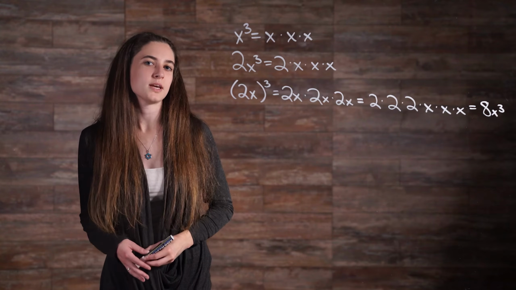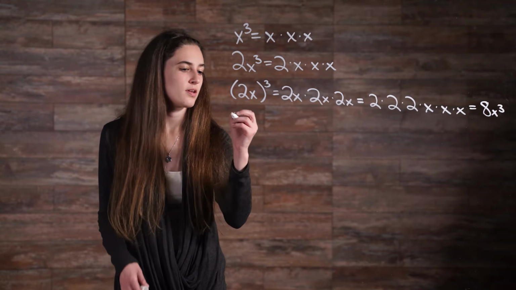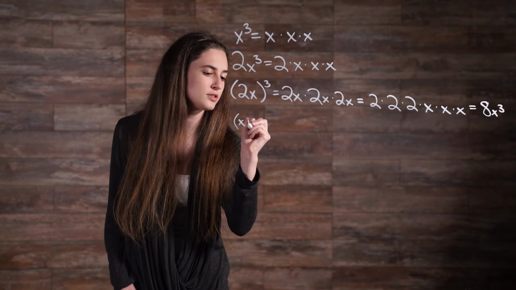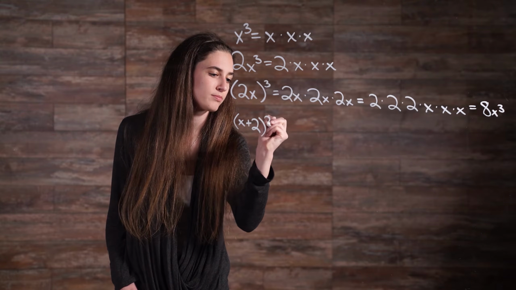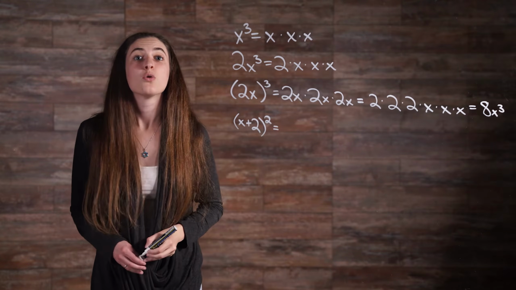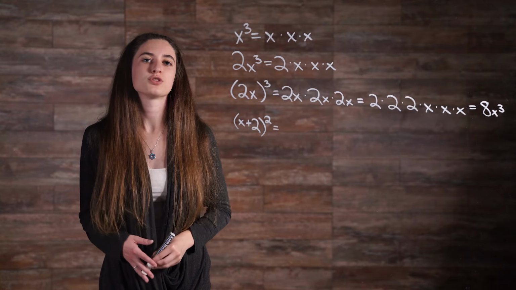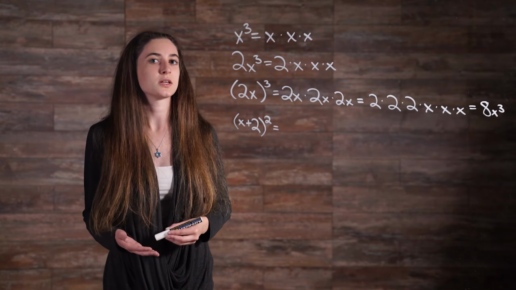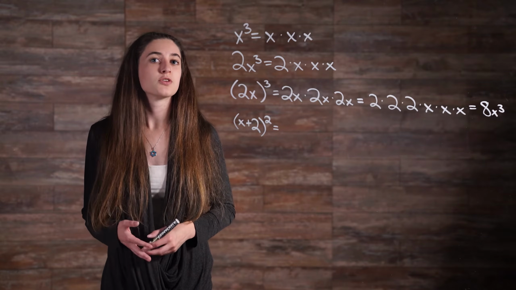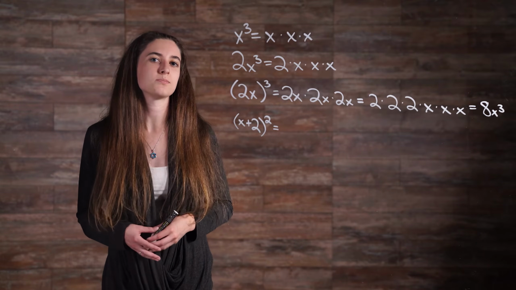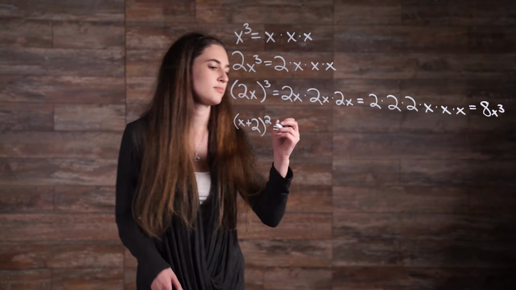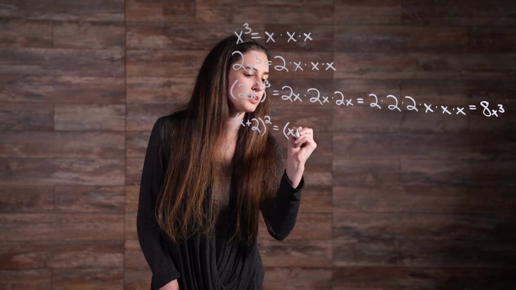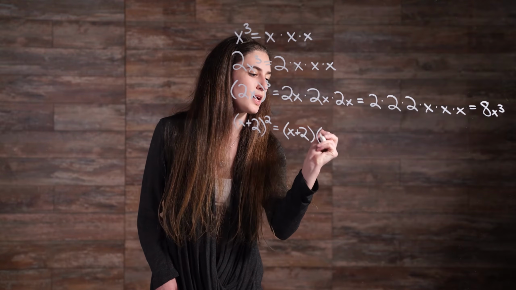Let's try one more example before we go. (x + 2) squared. Once again, the parentheses here are used to define the base to be x plus 2. The exponent of 2 instructs you to multiply this base by itself twice. So it equals (x + 2) times (x + 2).